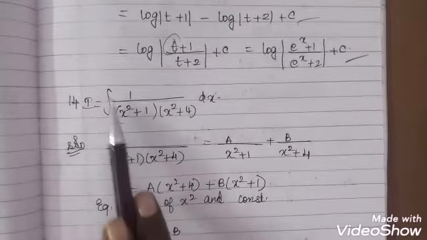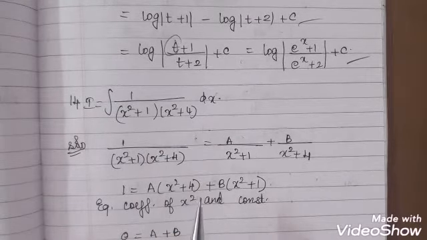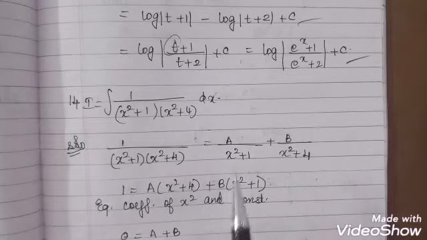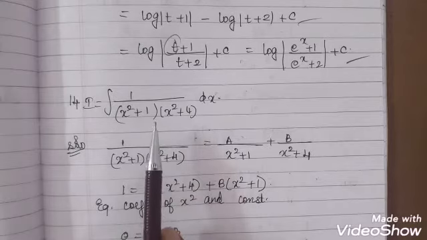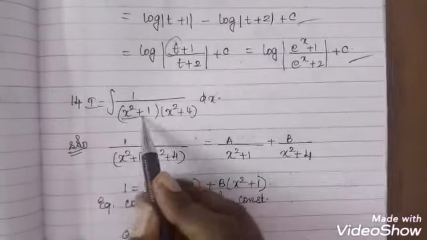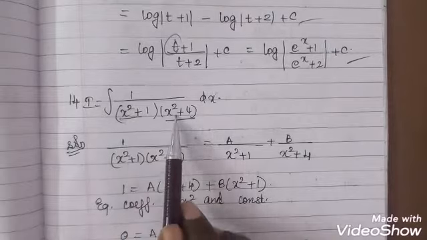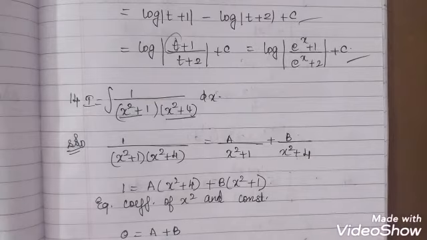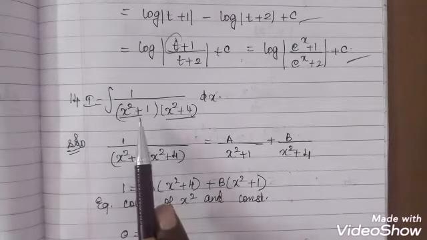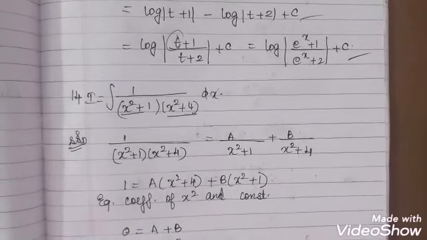Now the 14th question. Here I equal to integral of 1 by (x squared plus 1) into (x squared plus 4) dx. You know that it's nothing but partial fractions here. I told you if it's a quadratic, use ax plus b. But here, since both are of the same degree, listen well, that's the reason I just split it as A by x squared plus 1 plus B by x squared plus 4. Suppose if you had 1 as linear and 1 as quadratic, then I'll have to use the method A by linear plus (Bx plus C) by quadratic.